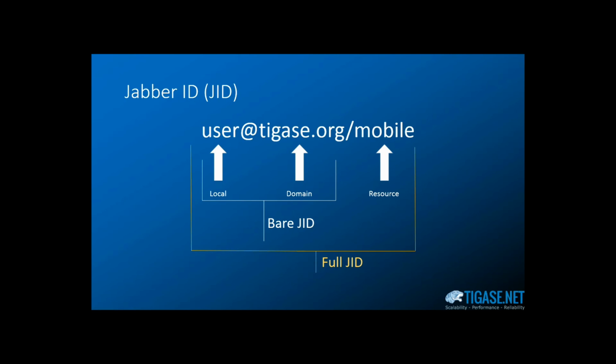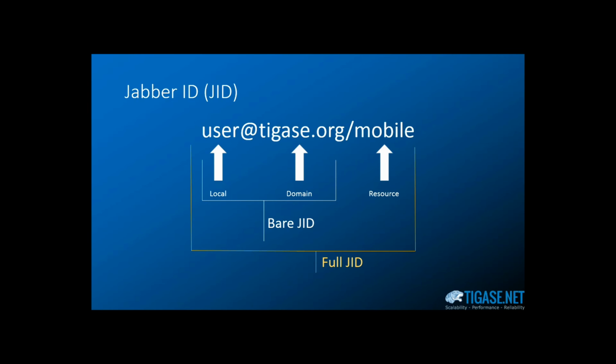The basic unit of user identification in an XMPP system is the Jabber ID, or JID for short. There are two varieties of the Jabber ID, the bare JID and the full JID. The bare JID contains just the local and domain part of the username. This may seem similar to an email. However, unlike an email, it also comes in a full JID, which has a resource.